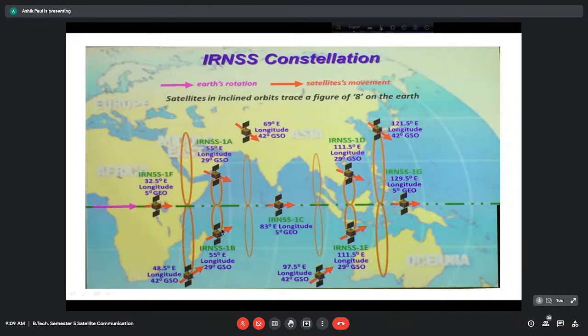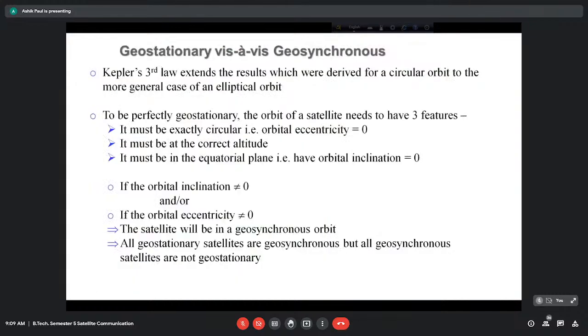Okay, because as per the definition, we have seen that the orbital inclination of a geosynchronous satellite is non-zero. The orbital inclination is the angle between the equatorial plane and the orbital plane of the satellite. That is usually non-zero for a geosynchronous orbit, and for the special case where the orbital inclination is equal to zero, that is a geostationary satellite.